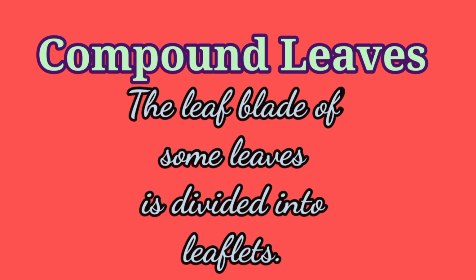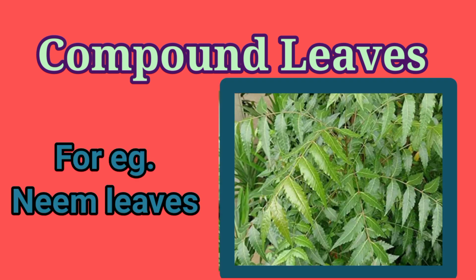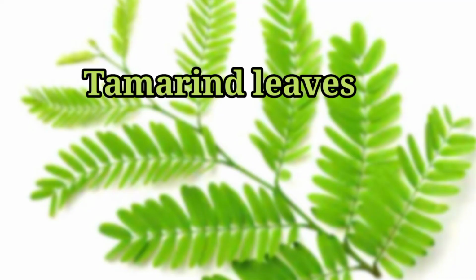Now compound leaves. The leaf plate of some leaves is divided into leaflets. Such leaves are called compound leaves. You must have seen the leaves of neem. They are compound leaves as they are segmented. See the tamarind leaves. Tamarind leaves are also segmented, so they are called compound leaves.